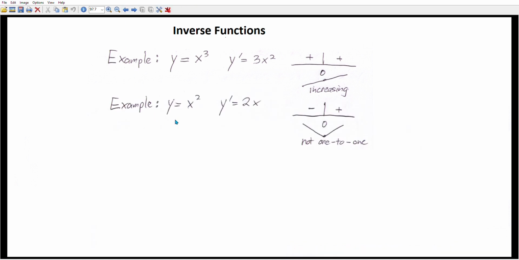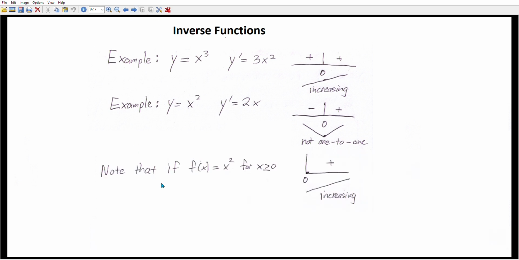y equals x squared, y prime equals 2x. You'll notice here the derivative is negative when x is less than 0, positive when x is bigger than 0, down then up, local minimum, not one-to-one, and y equals x squared doesn't have an inverse.